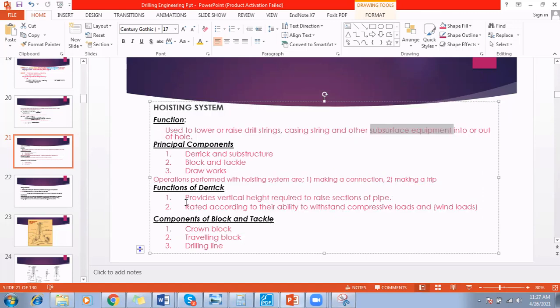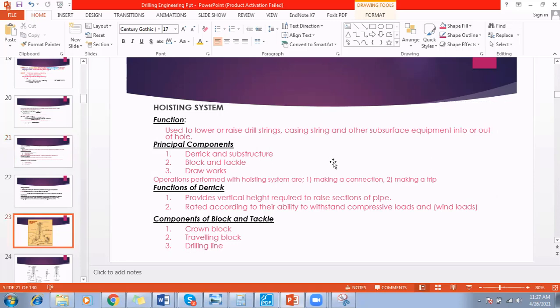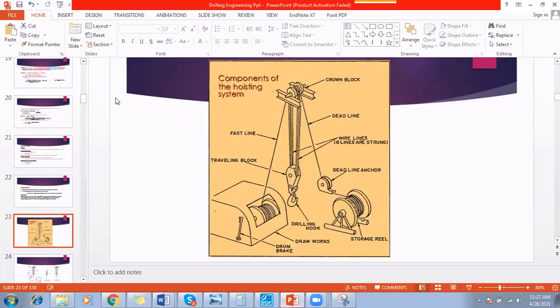Now come towards the components of the block and tackle. The block and tackle is actually divided into three components: crown block, traveling block, and the drilling line. Now what is the crown block? We have discussed that the crown block is the component that is used in the hoisting system, and it is actually present at the top. Let me draw this so that we may discuss these things in parallel.